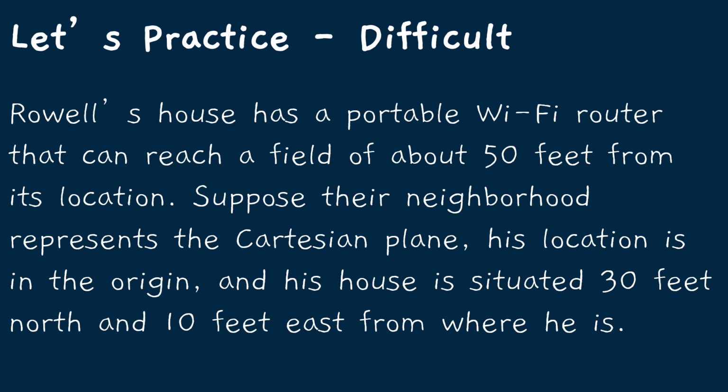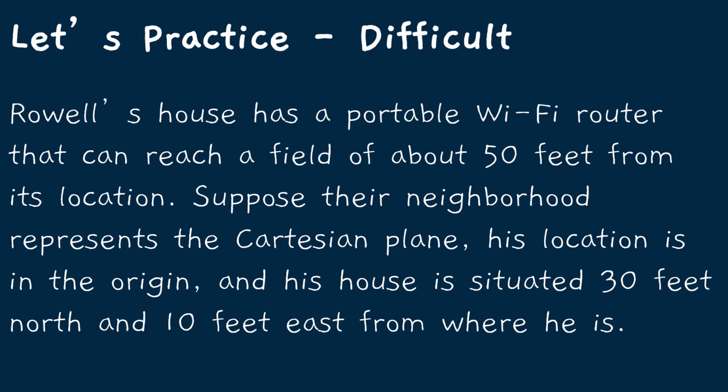Last example, let us have this time a worded problem. For our worded problem, we have: Roel's house has a portable Wi-Fi router that can reach a field of 50 feet from its location. Suppose their neighborhood represents the Cartesian plane. His location is the origin and his house is situated 30 feet north and 10 feet east from where he is.